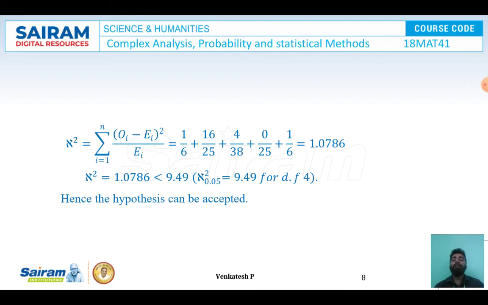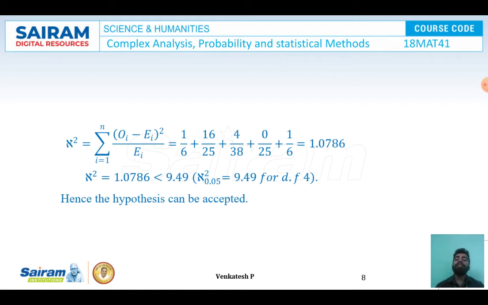So now I am going to check the hypothesis. So chi-square is equal to summation i from 1 to n (Oi minus Ei) whole square divided by Ei. We are having, it will be equal to 1 by 6 plus 16 by 25 plus 4 by 38 plus 0 by 25 plus 1 by 6. So after simplifying this, the value will be 1.0786.